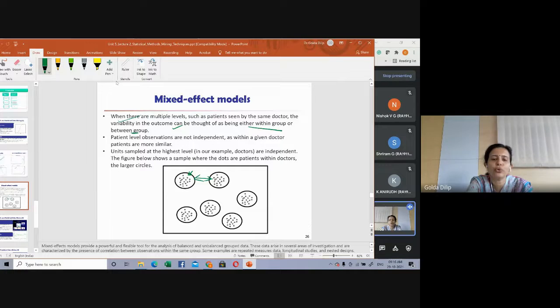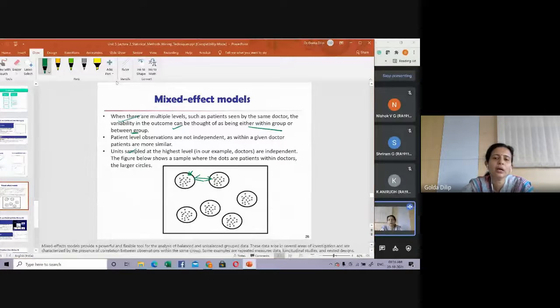In the fourth unit, units are whatever is being sampled at the highest level. The highest level in our example is the doctor-patient relation, so the doctors are considered to be independent.